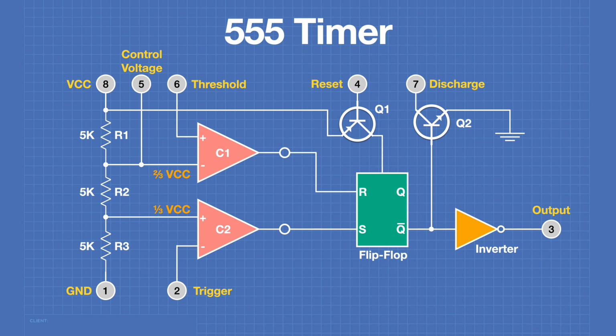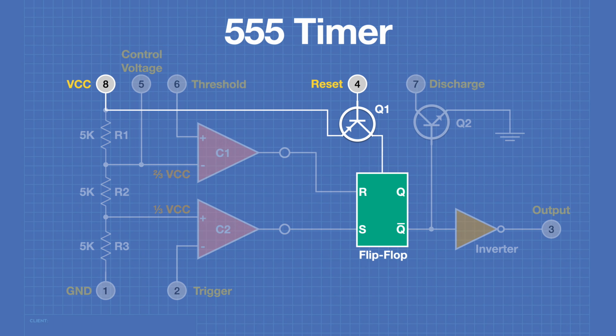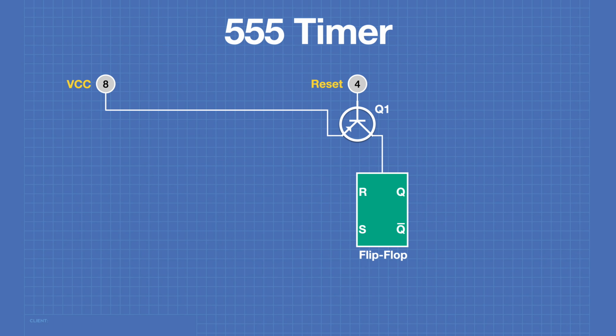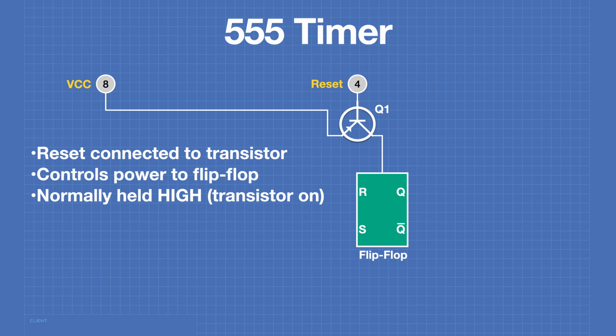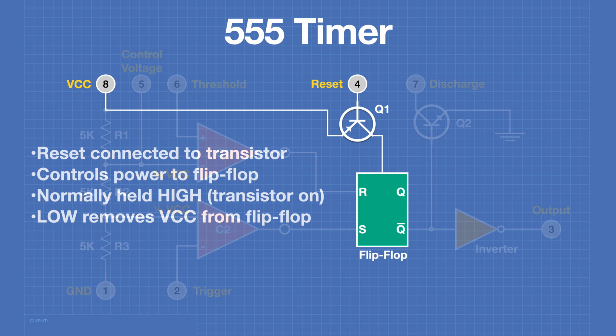You'll also notice two transistors in this design. The first transistor is connected to the reset pin on pin 4. It controls the power to the flip-flop. In normal condition, you would hold this pin high, thus turning the transistor on and turning on the flip-flop. If you send the reset low, it'll remove VCC from the flip-flop, effectively resetting the timer.